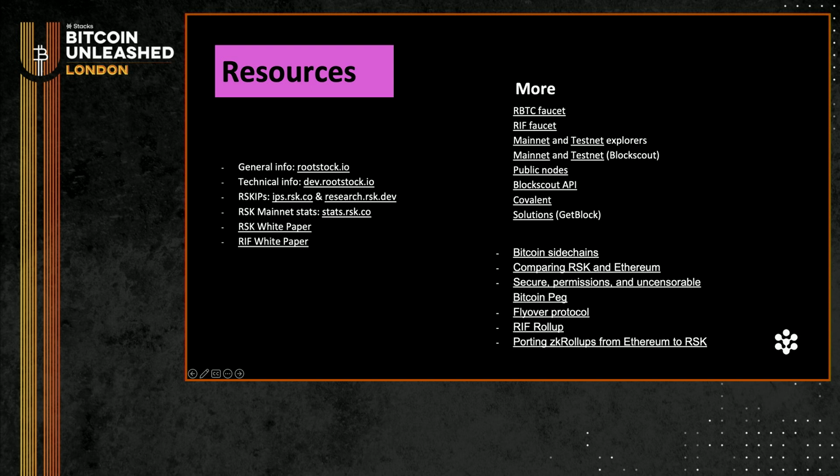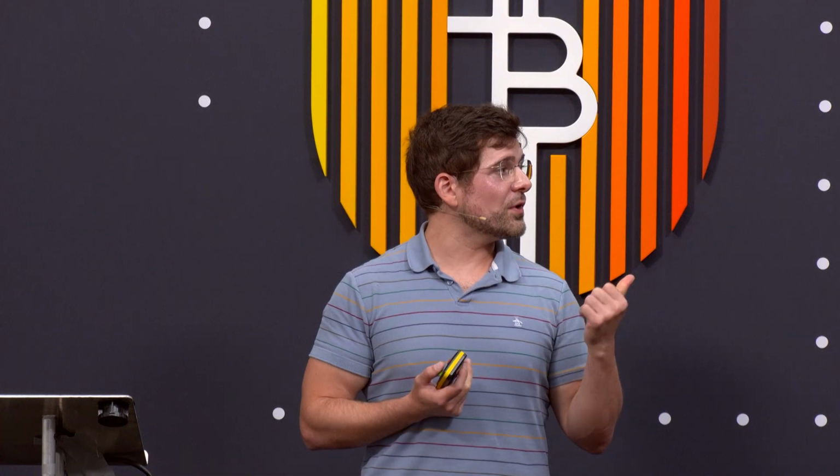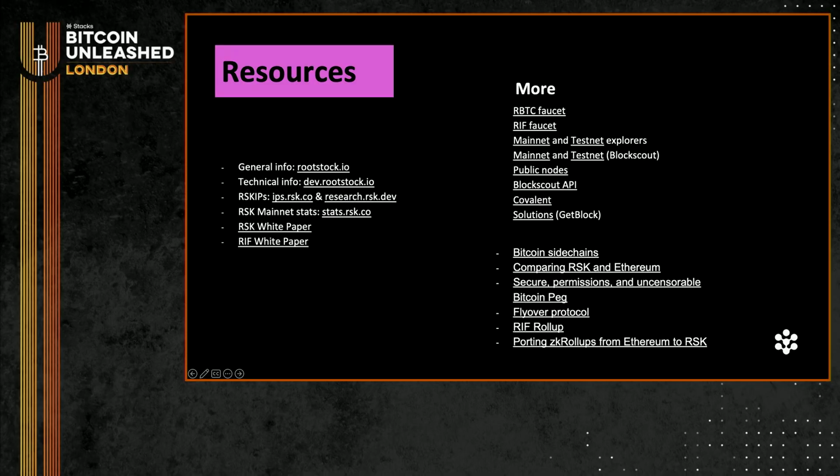Now for some resources. I have a QR later if you don't get these slides. These are divided by category. On the left, you have the technical resources: the landing page of Rootstock, and the most important one, the dev portal, with technical information. You are going to find all the links and all the information about Rootstock. On that link, you have the RSKIPs and also the dashboard of RSK mainnet with a lot of interesting stats. And of course, the links for the white papers, both Rif and RSK.